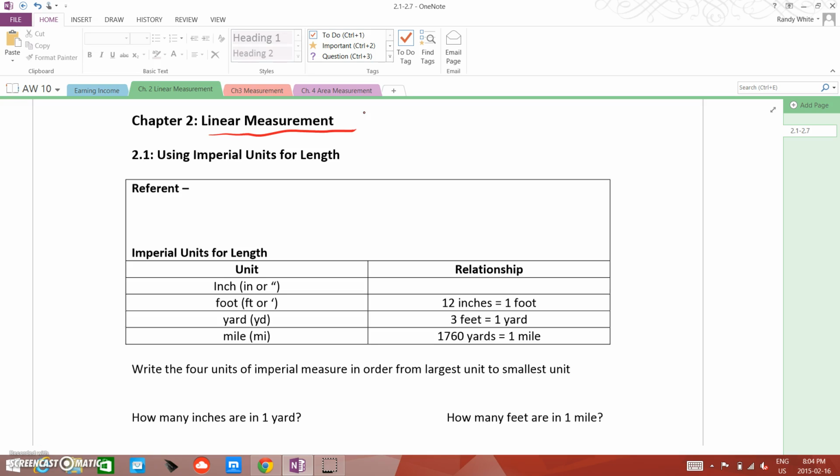So first thing we're going to do is talk about imperial units. Imperial units is what Canada used to use, and then in about the 1980s, I think it was, Canada adopted the metric system. However, the United States and Great Britain still use the imperial system, especially for measurement of length. We're just going to go over those. First thing I want to talk about, though, is what a referent is. It's a known measure that's used for comparing and estimating.